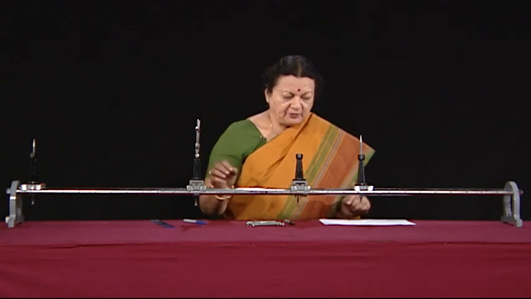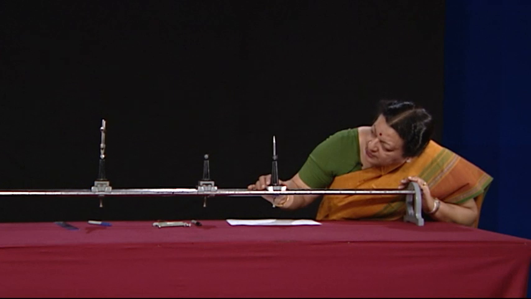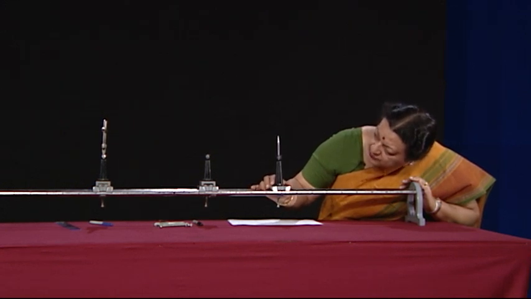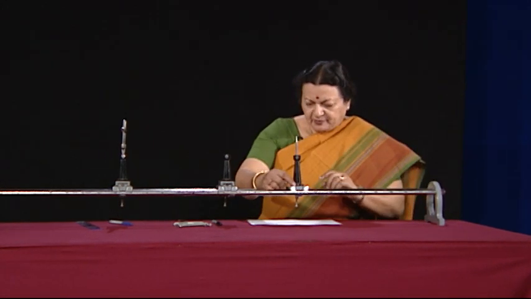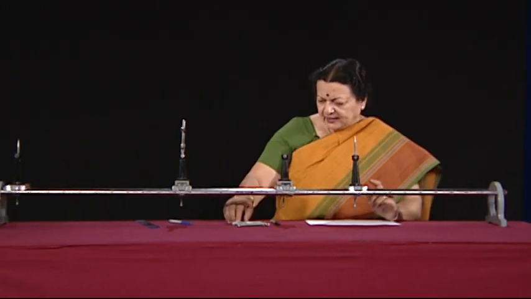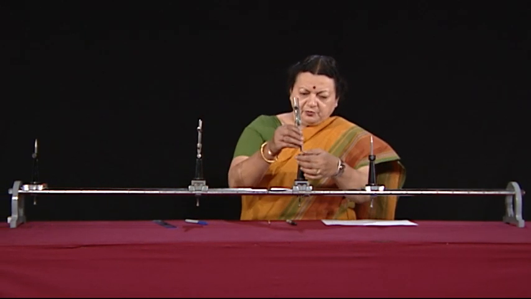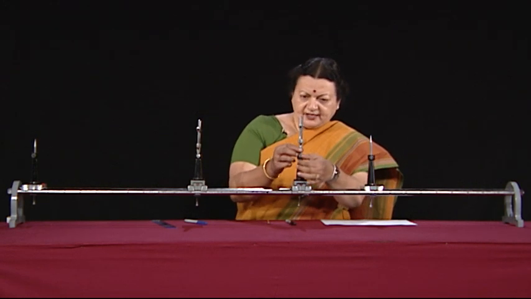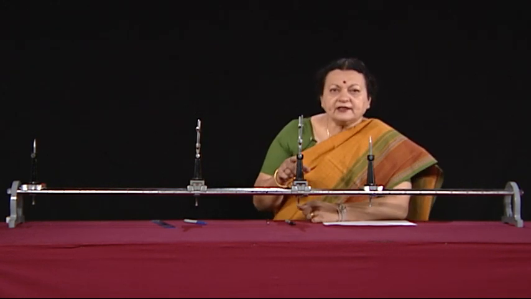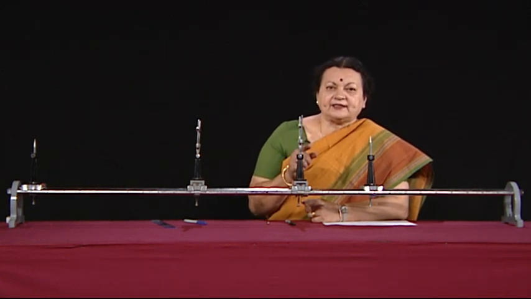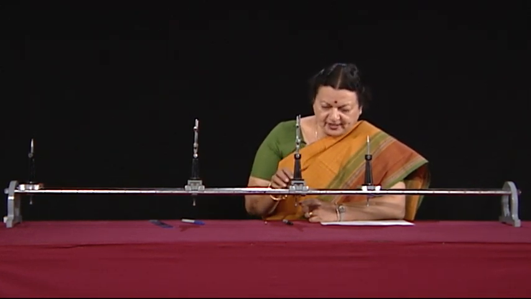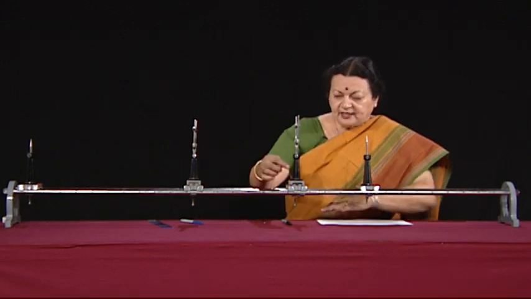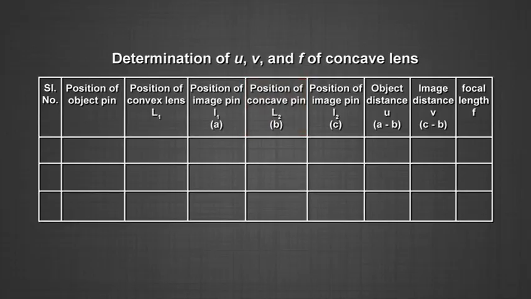So let us do the experiment. First, we will remove parallax. I get an accurate position where there is no parallax between the two, and that I will make note of. Next, we just put our second lens, that is the concave lens, for which we are doing this exercise and finding out its focal length. So that is the lens we place here. Let this location be called L2.